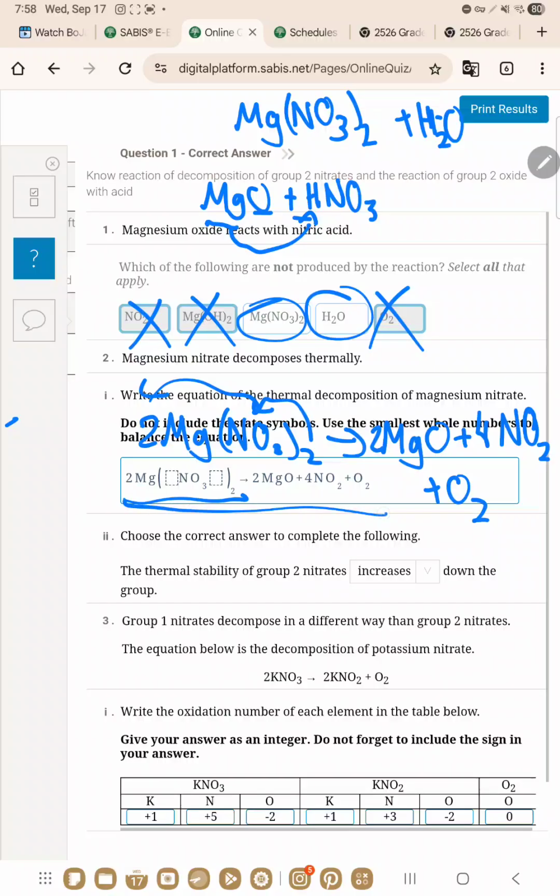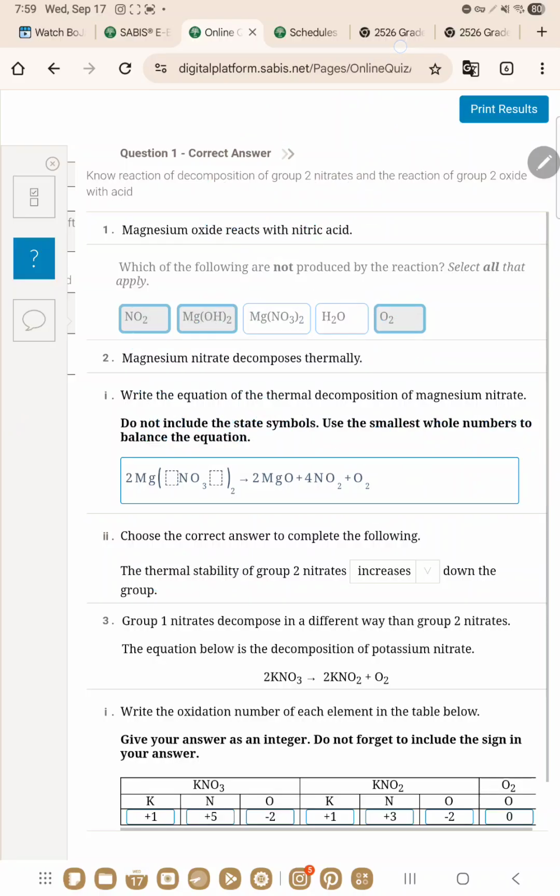So now that's balanced. Now the thermal stability, as you go down in the nitrates for group 2, it increases. This you need to memorize. So thermal stabilities of group 2 nitrates increases when you go down. Moving on.